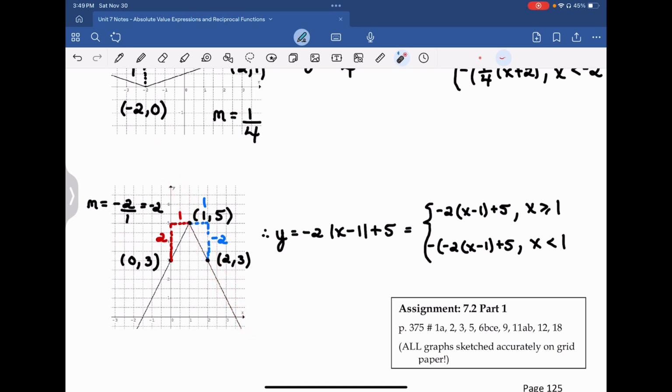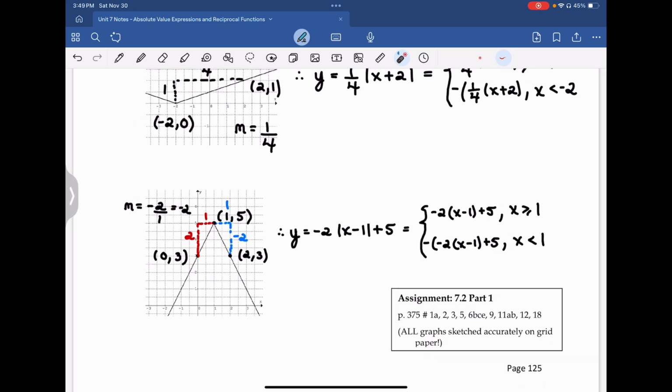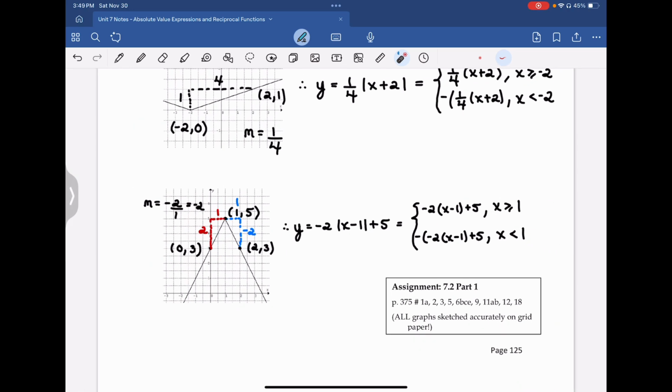All right, here's where you're going to want to go to your assignment. This is a lot of technical information. So if some of this kind of went over your head a little bit, no problem. It's going to require practice. It's going to require review. So go to the textbook, apply some practice problems, and then make sure you sketch these out accurately on a graph. All right, good luck with your practice.